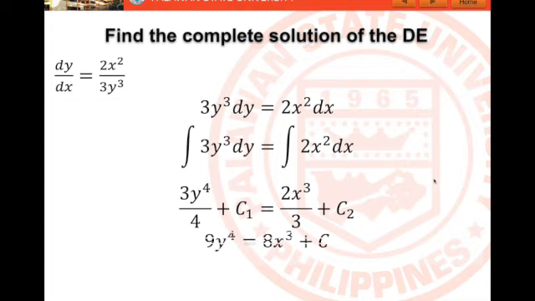Okay, so removing the fractions from both sides, we just need to multiply by 12. So 12 multiplied by this side and 12 multiplied by the other side. 12 divided by 4 is 3, that's 9y to the fourth power, that would be equal to 12 times 2, that's 24 over 3, that's 8x cubed, plus 12c, or since it's again arbitrary, we just write c.